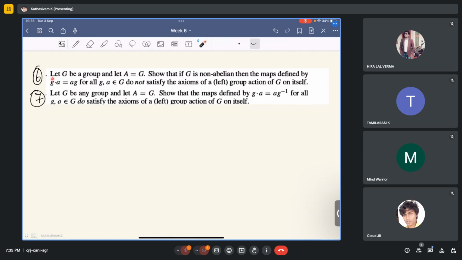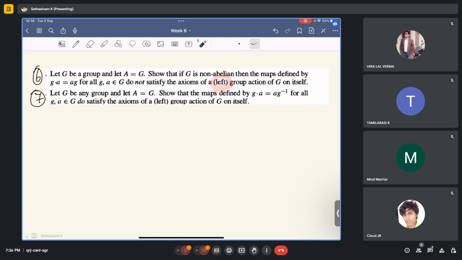The first problem says: let G be a group and take the set A also as G. Suppose G is non-abelian, then the map defined by g dot a is ag. So basically this is a left multiplication. You are multiplying by the left. So not left but right multiplication. You are multiplying by the right. This does not satisfy the axioms of a group action. It does not satisfy the axioms of a left group action.